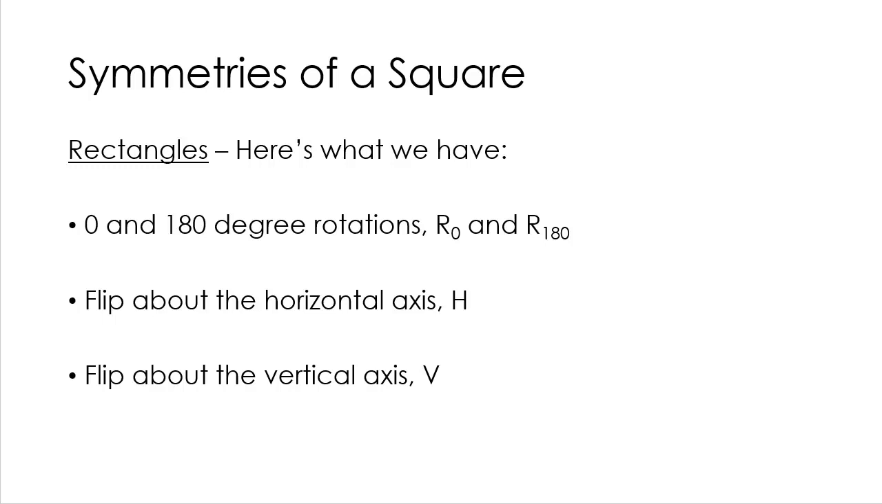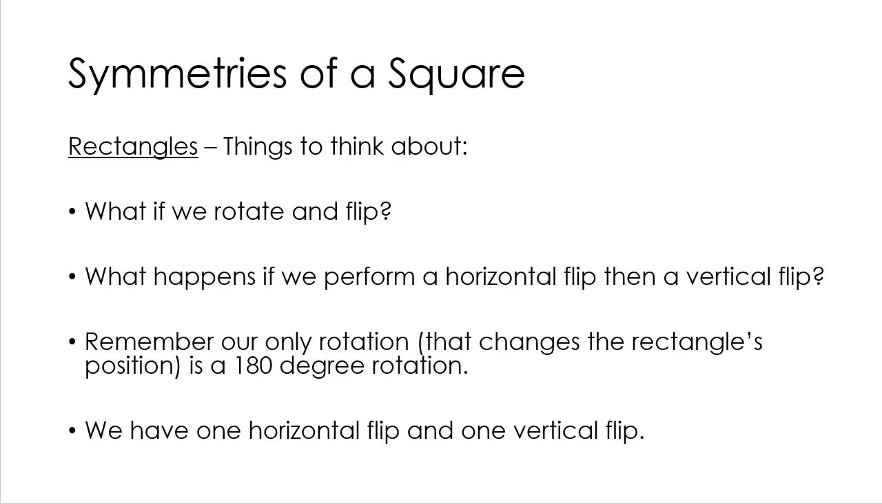Okay, so here's what we have so far. 0 and 180 degree rotations we call R sub 0 and R sub 180, or you can just call them R0 and R180. Flips about the horizontal axis we're going to call H for horizontal, and flips about vertical we're going to call V. With that in mind, we now have a shorthand that we can start investigating things with.